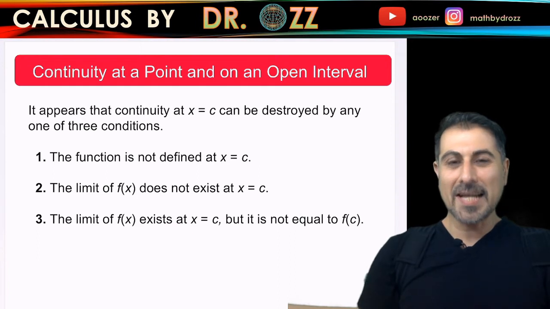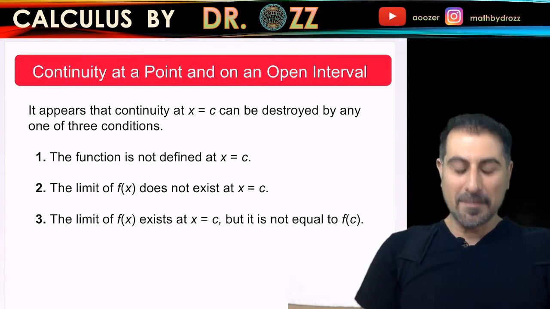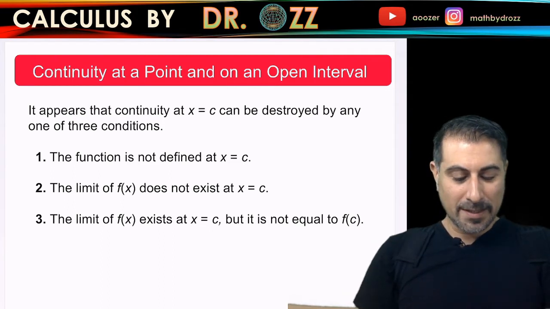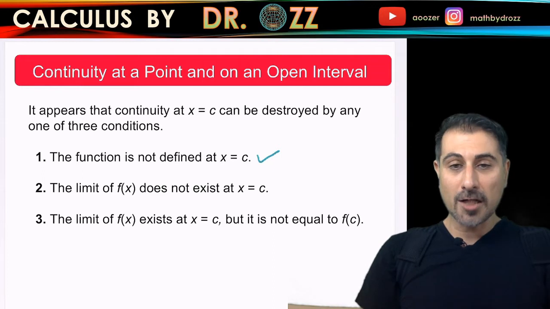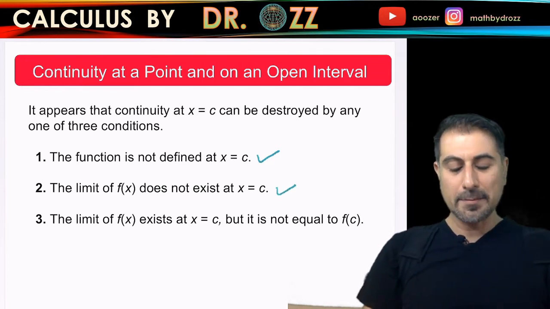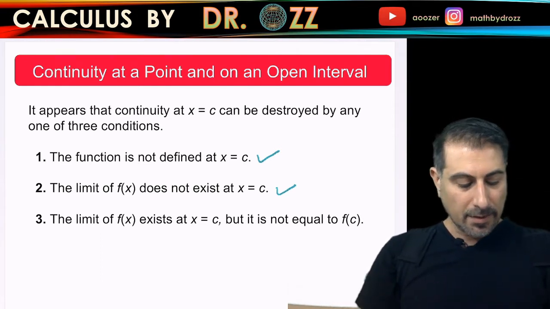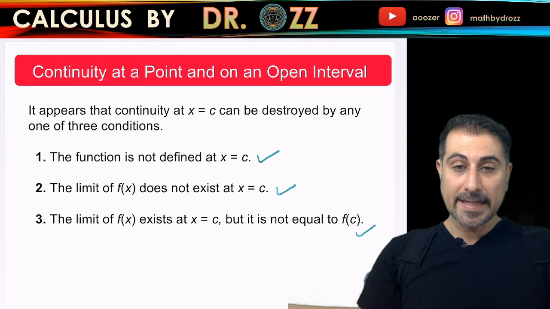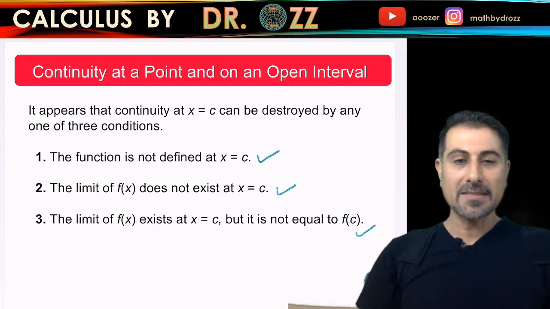So in each case, continuity at a point c is destroyed. In the first case, the function is not defined at x equals c. In the second case, the limit of f at c doesn't exist. And in the last case scenario, even though the limit exists and the function is defined, the limit value is not the same as the function value. For that reason, the continuity is destroyed.